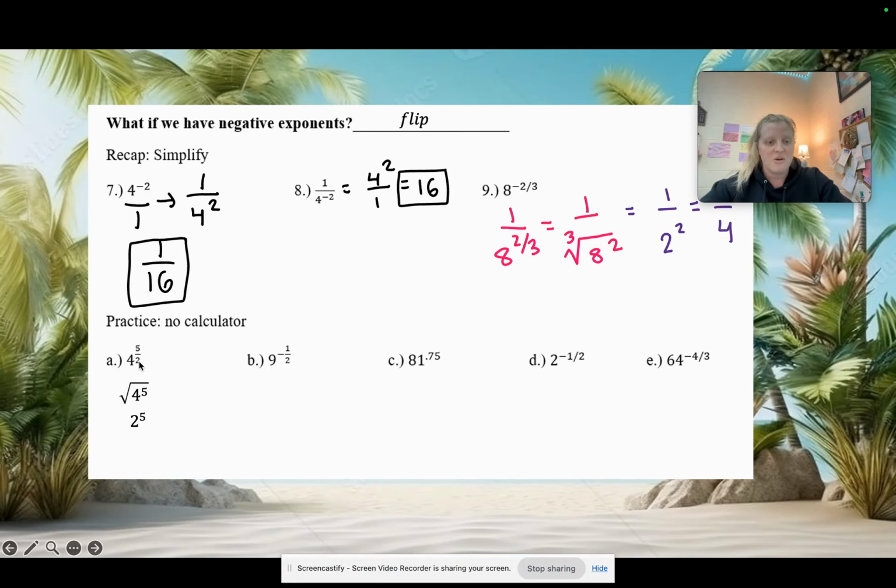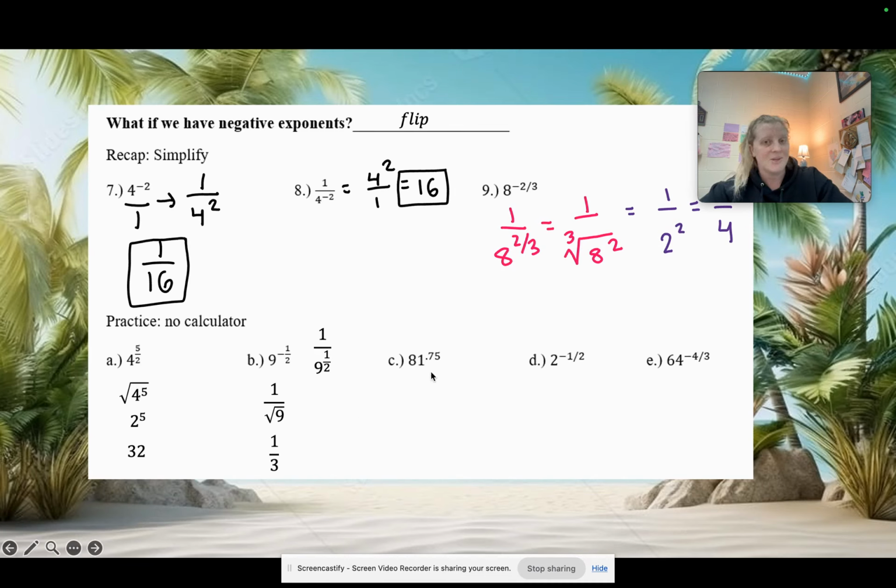All right, so this one right here was the square root of 4 to the 5th. 4 to the 5th is kind of hard to do in your head, so it's easier to apply the square root first. Square root of 4 is 2. 2 to the 5th is 32, and that's it. That's done. Letter B, we have a negative exponent, so I recommend flipping first. Just simply put the 9 to the 1/2 on the bottom, but make sure it's positive now. And then change 1/2 into square root, and the square root of 9 is 3. So the answer is 1/3.